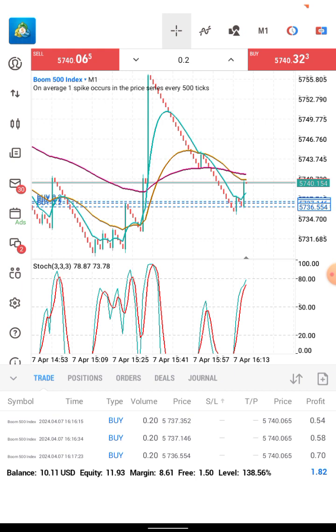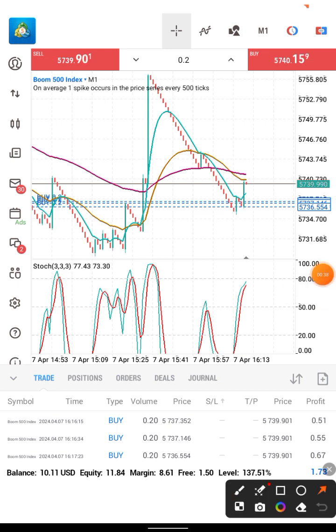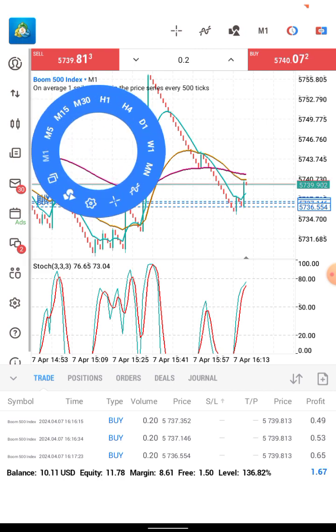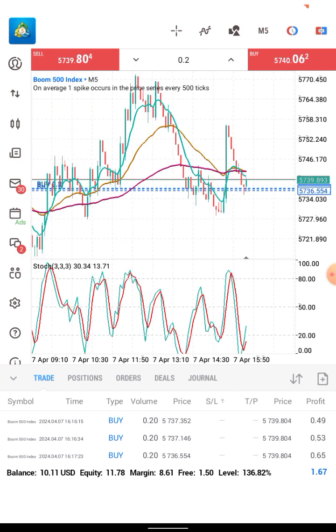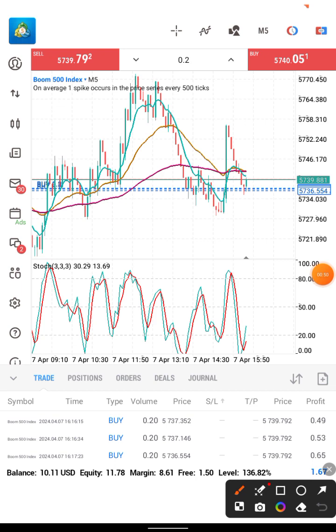As I've been showing you guys in my previous video on the simplest way to catch a spike on 1 minute, the first thing we discover is on 1 minute, this is Boom 500, the stochastic is at oversold. Then when you discover that, you go to 5 minutes and make sure the stochastic is also at oversold. If not, you wait for it. As you can see here, it is at oversold.